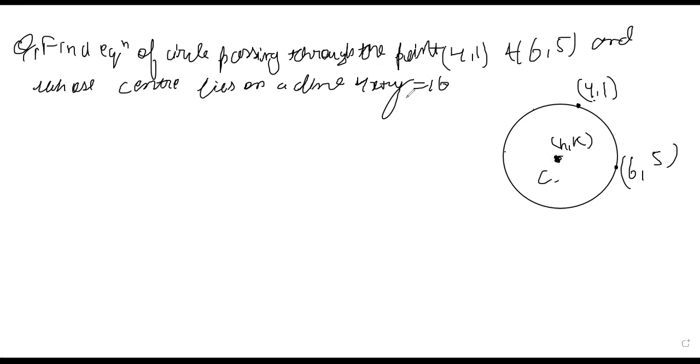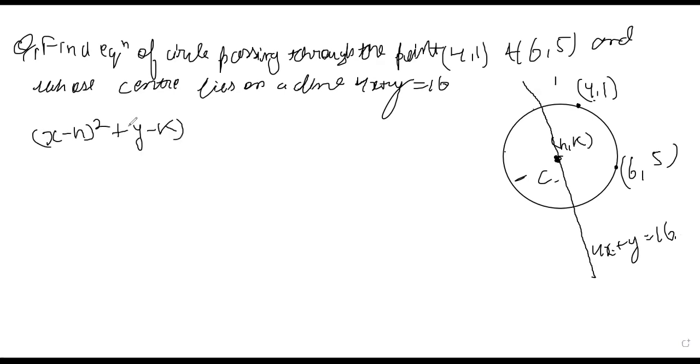Now it is saying that 4x plus y equals to 16 is a line which is passing through C. Okay, it can pass anywhere, like it can pass like this, like this, like this. So we will take only the one case, like if it is passing like this. Okay, this is 4x plus y equals to 16. Okay, understood? Yes.